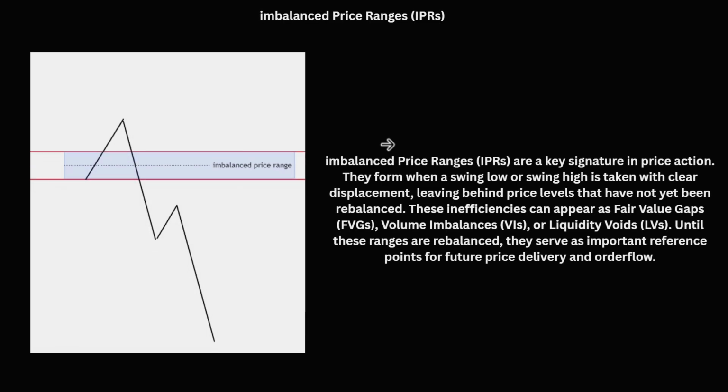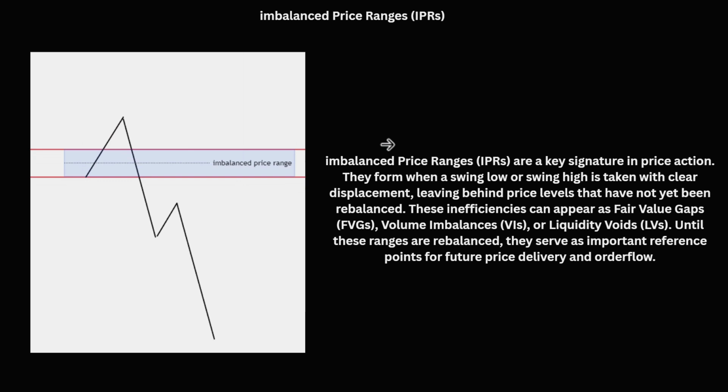So, what we have here is an example of an imbalance price range. Imbalance price ranges are a key signature in price. They form when a swing low or swing high is taken with clear displacement, leaving behind price levels that have not yet been rebalanced. These inefficiencies can appear as fair value gaps, volume imbalances, or liquidity voids. Until these ranges are rebalanced, they serve as important reference points for future price delivery and order flow.